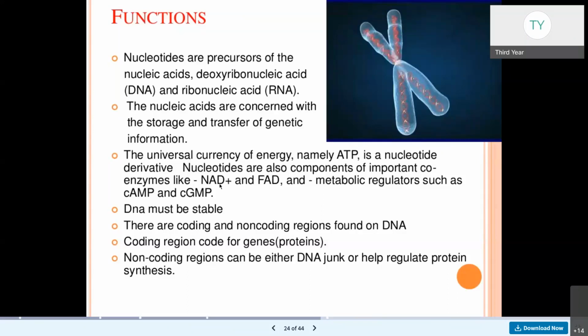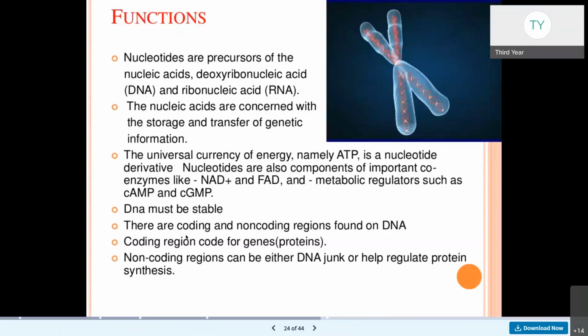What is NAD? Nicotinamide adenine dinucleotide. What is FAD? Flavin adenine dinucleotide. So the nucleotide is part of the currency of energy. Nucleotide is also part of coenzymes NAD, FAD, and some metabolic regulators such as cAMP and cGMP. So A stands for adenine mainly, G stands for guanine, C for cyclic, MP for monophosphate, here also monophosphate.